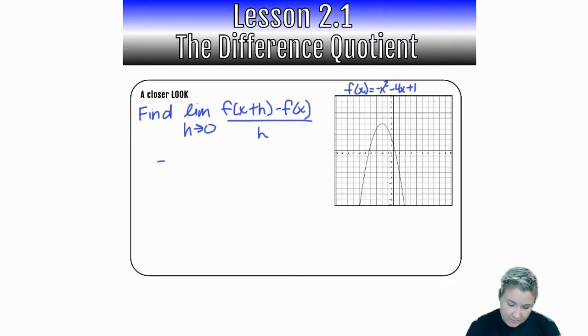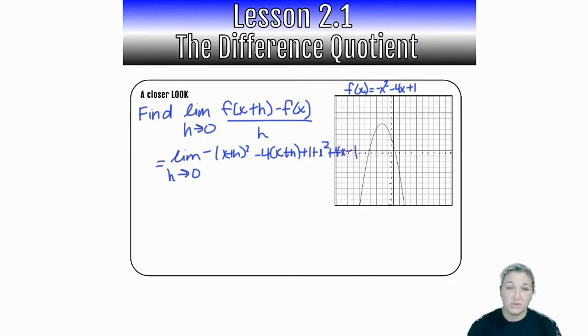So this is going to be the limit as h approaches 0 of negative x plus h squared minus 4 times x plus h plus 1 plus x squared plus 4x minus 1. I went ahead and changed all the signs of everything in f of x, which is basically what we do when we subtract f of x, all divided by h.